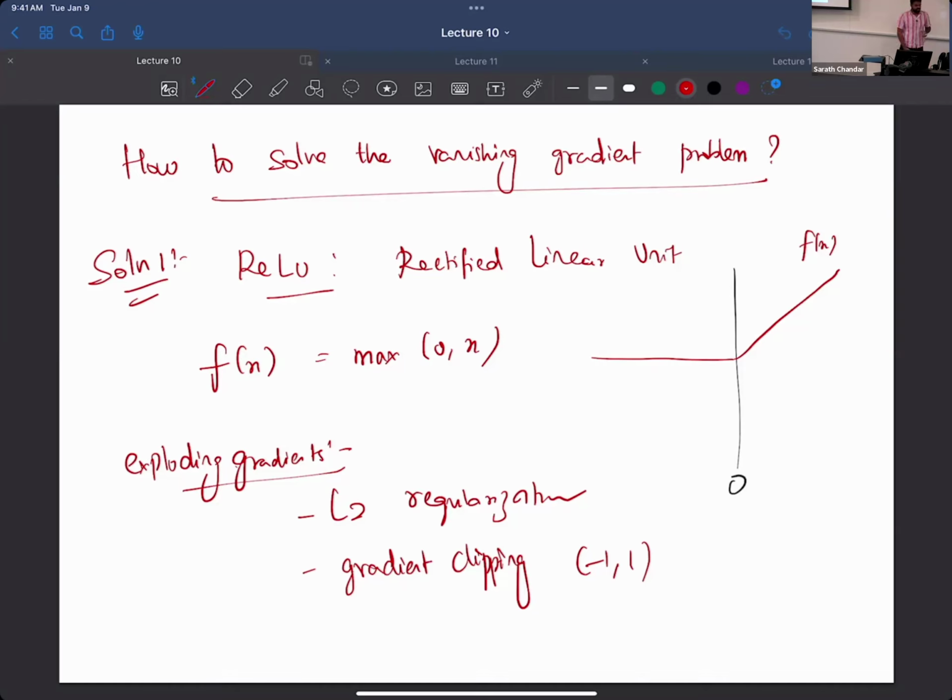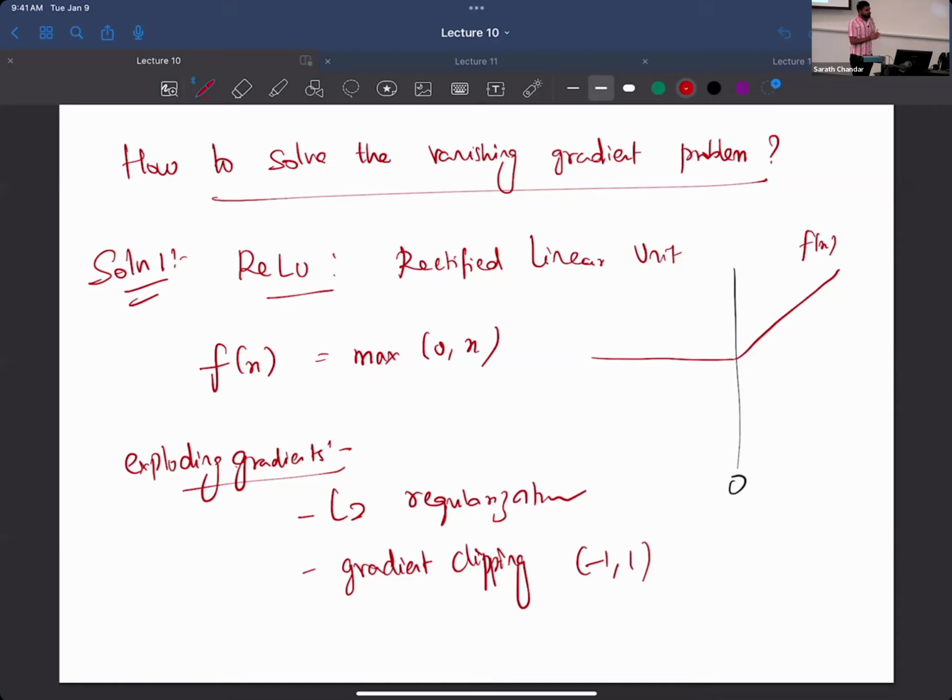So 1 or 0. It's going to be 1 whenever you're on the positive side, which means you're not shrinking any gradient. You're just passing the gradient. And it's going to be 0 when things are negative. Okay. So because it is just passing the gradient as such, things could compound and gradients could explode, which is the opposite of vanishing gradient. So to avoid exploding gradient, you could either do L2 regularization or you could just clip the gradient, right?